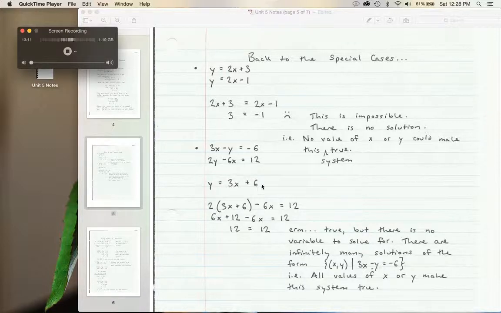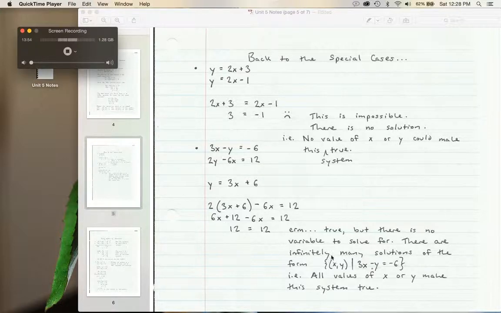Now if I took this 3x plus 6 and plugged it in for y in the second equation, I get 2 times y, which I've plugged in as 3x plus 6, minus 6x equals 12. And if I distribute this 2 to each term, I get 6x plus 12, minus 6x equals 12. And you'll notice 6x minus 6x, well, that disappears. Our variable has once again disappeared. But what we're left with is something that's true. 12 is equal to 12. And that's true, but there's no variable to solve for. We found something that makes sense, but we still have no value for x. We want to know what x equals.